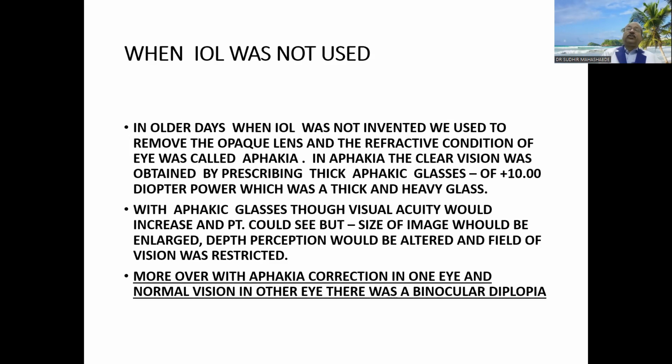In the older days, when the IOL was not even invented, we used to remove the opaque lens and the refractive condition of the eye was then called aphakia. Aphakia means absence of lens. In aphakia, clear vision was obtained by prescribing thick plus aphakic glasses of plus 10 diopter power, which were very thick and heavy. With aphakic glasses, although the visual acuity would increase and the patient could see, the size of the image would be enlarged.